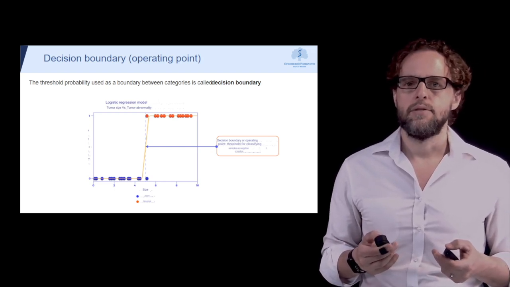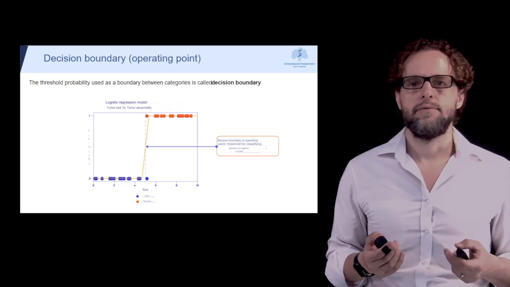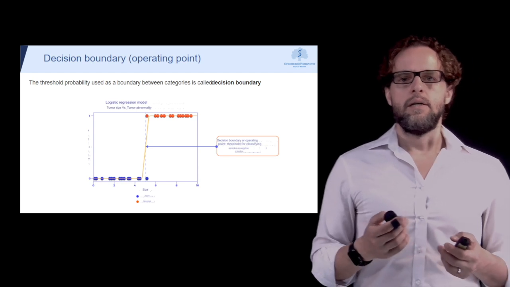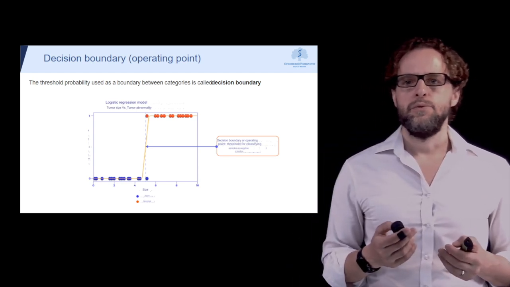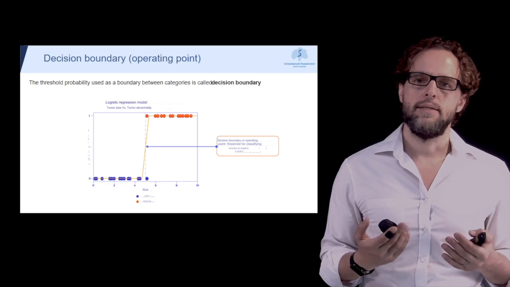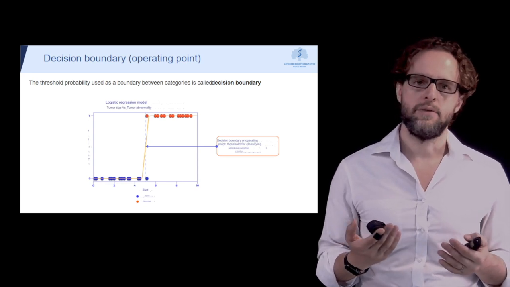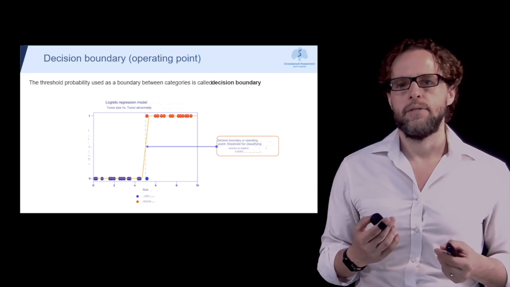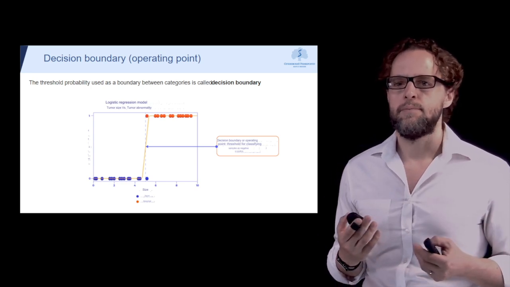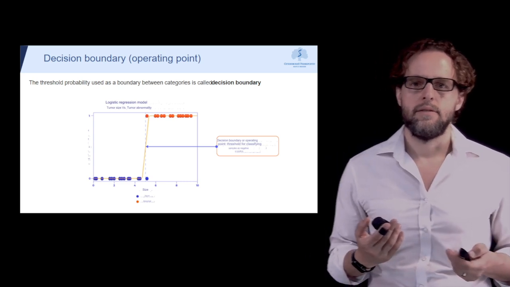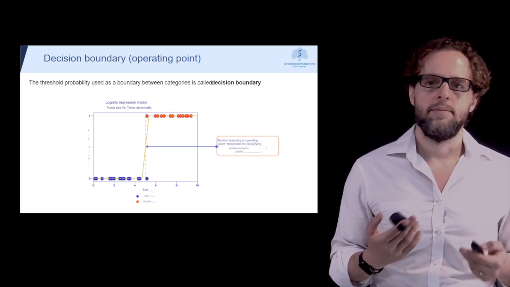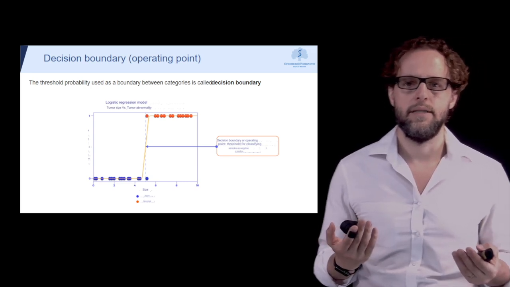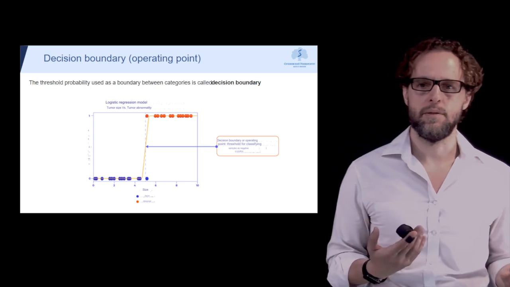One of the important definitions related to classification problems is the probability threshold. We use this value as a boundary between categories. By default, the decision boundary is set to 50% probability. Let's look at the example. We built a binary classifier that uses tumor size to classify into normal and abnormal.